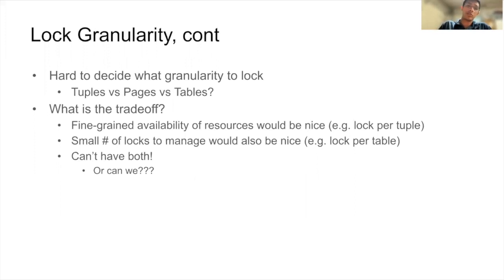Fine-grained availability of resources would be nice. For example, if a transaction placed locks on each tuple, that would be cool because we could get very high levels of concurrency. But then having a small number of locks to manage would also be good, for example, a lock per table. We can't have both, right? Or can we?